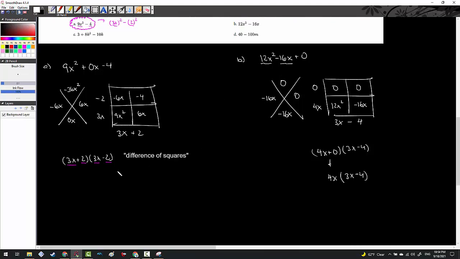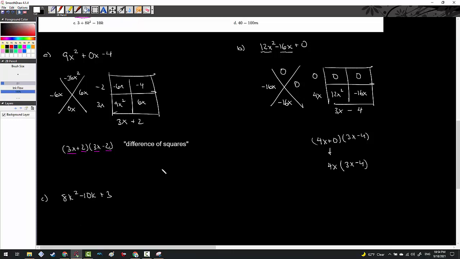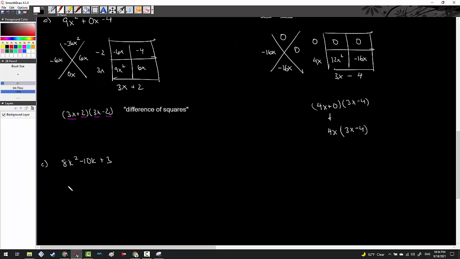With C, on the other hand, this is a pretty conventional problem, except it's out of order. It's 3 plus 8k squared minus 10k. Well, that's okay. Just go ahead and put it in order. And now we're back to our good old buddy, the diamond problem and area model. So let's go and throw that down. That's going to be, it looks like, 24k squared and negative 10k. So again, we're going to look for two numbers that multiply to positive 24k squared and add up to negative 10k. That's going to be negative 6k and negative 4k.